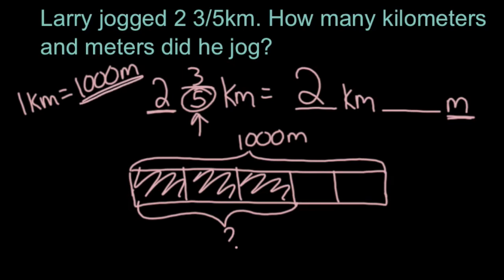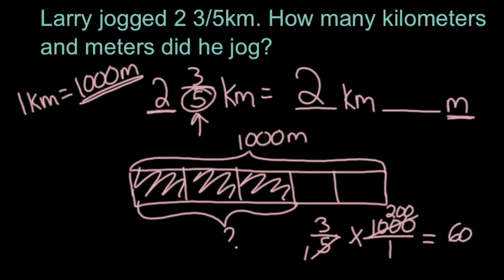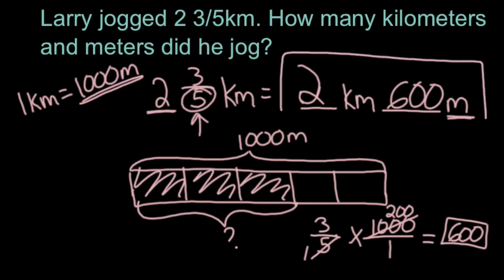So now I'm finding 3/5 of, which again we know means times, 1,000. Now when I solve this, I can cross cancel. 5 can be divided by 5. 1,000 can also be divided by 5. And then I multiply my numerators and my denominators. And I get 600. So I have 600 meters. So Larry jogged 2 kilometers, 600 meters.